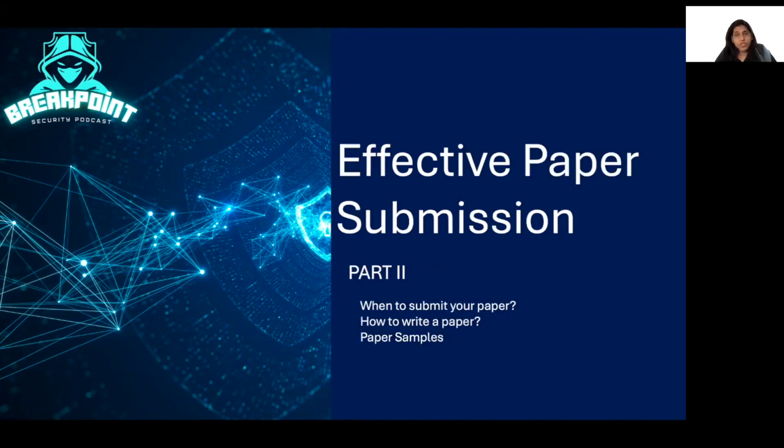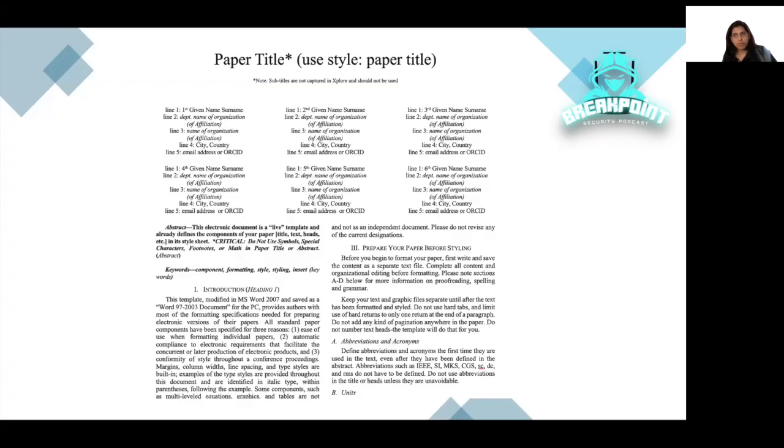In this part, which is part 2, we'll be discussing when you actually go ahead and submit your paper, what is the time or stage in your research when you should be doing that, how to write a paper, what are the things to actually outline and also elaborate upon for the reviewers to be able to convey the point correctly. And we'll also go through some of the paper samples.